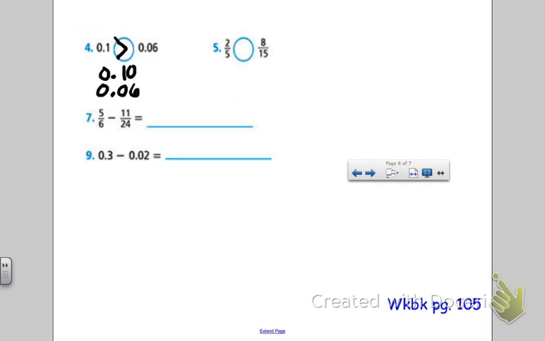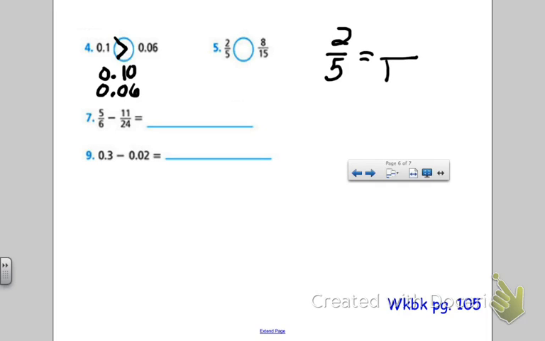For number 5, notice I have 2/5 and 8/15. I don't have numerators that are the same. I don't have denominators that are the same. And I only know the rules for comparing fractions when at least one of those things is the same. So what I'm going to do is find a way to make the denominators the same, just like I did on the last screen where I had to find a common denominator for 5 and 10. I know that 5 is a factor of 15 because 5 times 3 is going to give me 15. So I can apply that idea.